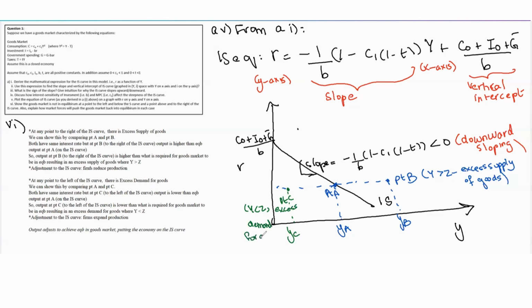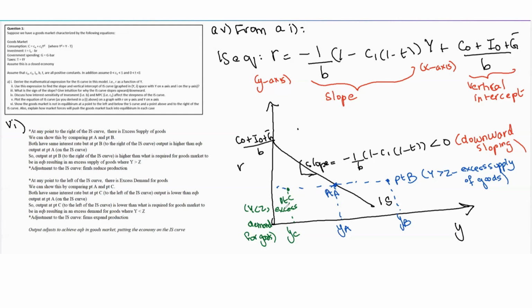So the idea is this: on the IS curve, all points represent goods market equilibrium. Towards the right of the IS curve, output is more than what is required for the goods market to be in equilibrium, resulting in an excess supply of goods, where output is greater than demand. Towards the left of the IS curve, we have excess demand for goods, since output is less than what is required for equilibrium, where output is less than demand. This shows us how we can interpret points off the IS curve.